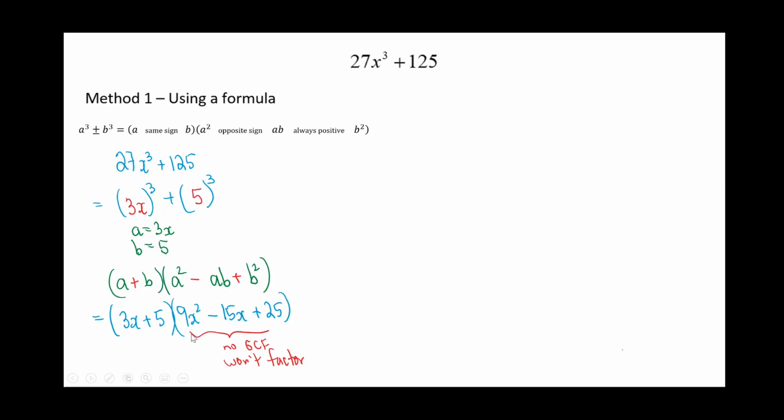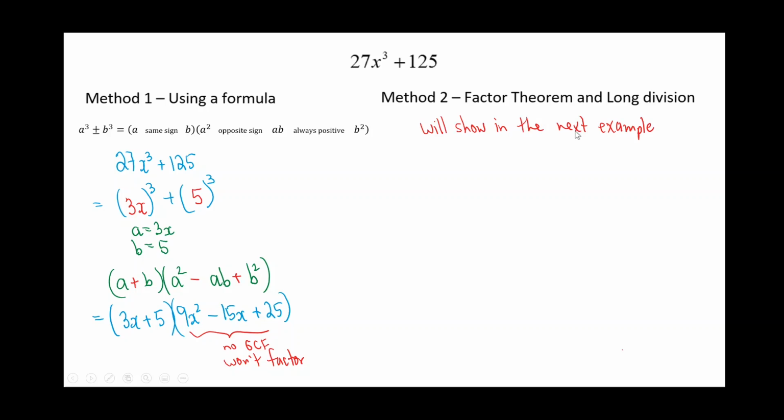So as I said, you do not have to try to factor this one. I mean, you could try, but it will never work. And there is no GCF between all of these terms, so you could stop here. Method 2 is using factor theorem and long division. I will show that in the next example.